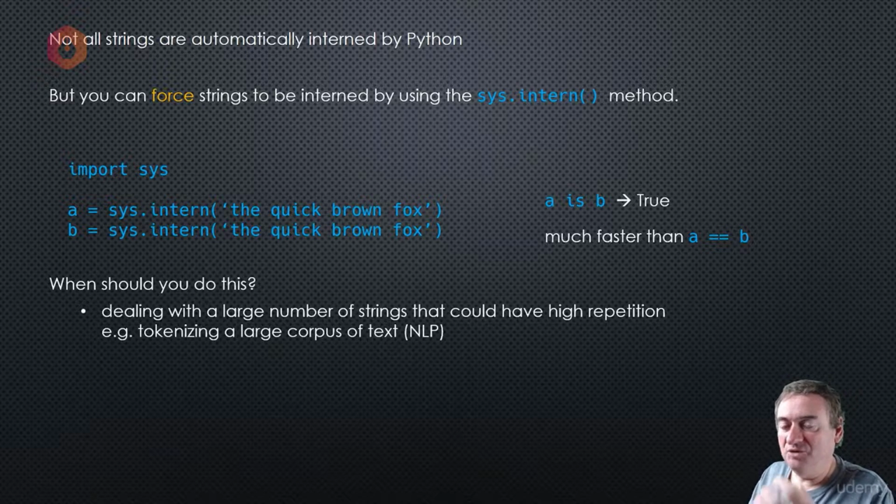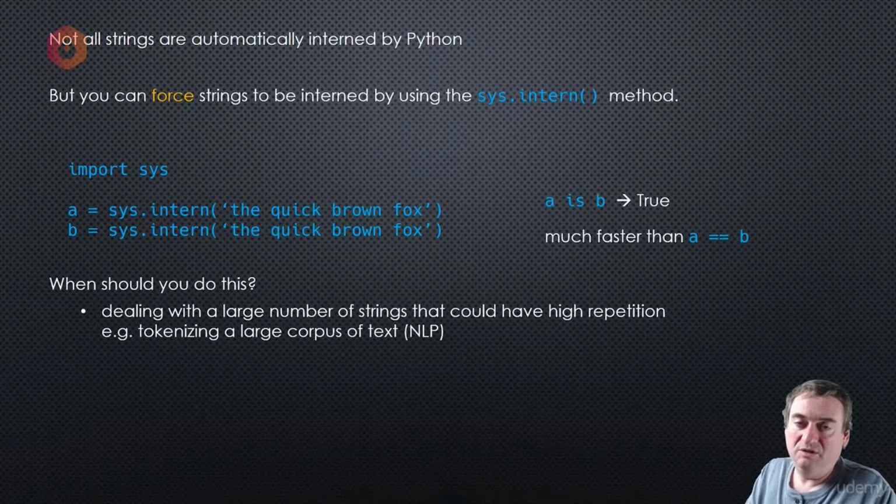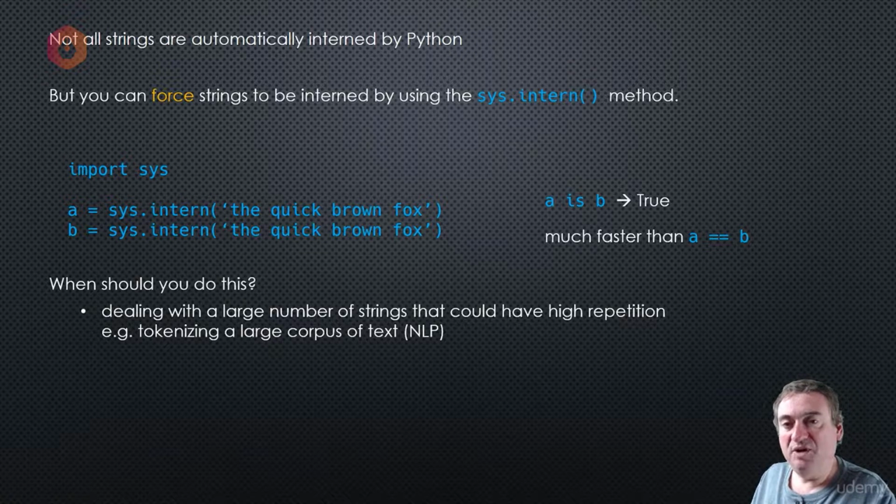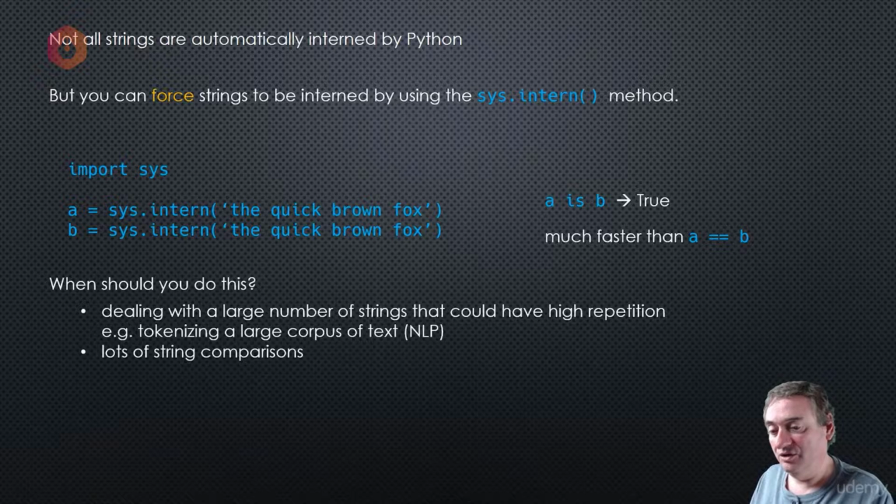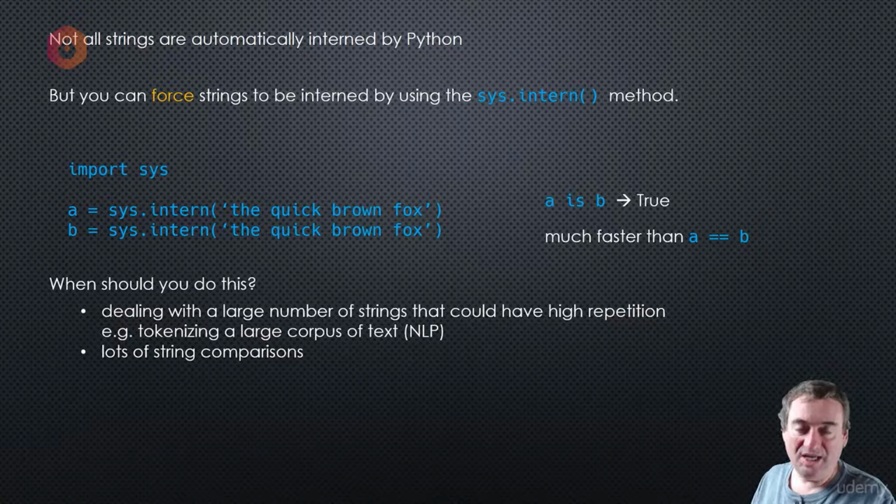So instead of creating a new object for each occurrence of the word the, for example, if you intern everything, then every string the is actually going to point to the same object in memory, and you're going to reduce your memory overhead. So there might be a memory optimization here that you may want to use string interning for. Of course, it also is going to help speed up comparisons. Now, when you're trying to find or compare a string against another string, if you know that both strings have been interned, you can use the is operator instead of the equals operator, which will be much faster. So if you've got lots of string comparisons going on, then it might make sense to do some string interning.